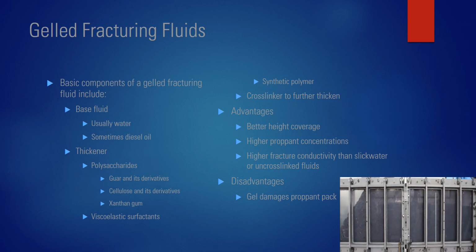In addition, cross-linkers are used to increase the viscosity of the fluid, in addition to the gelling agent. Advantages of gelled fracture fluid include better height coverage, higher proppant concentrations, and higher fracture conductivity than slickwater or uncross-linked fluids. Disadvantages include that the gel damages the proppant pack. The video you see here is a lab setting example of what a gelled proppant fracturing treatment will look like.